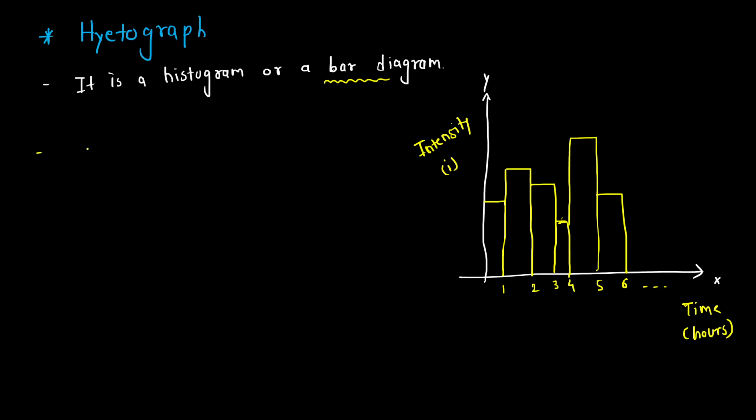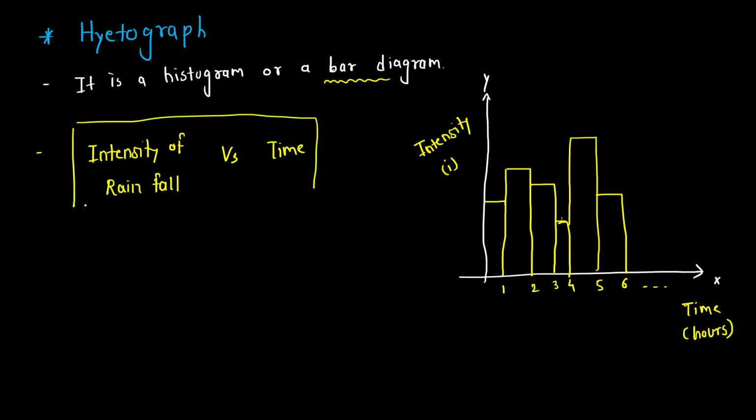That we will write. First write down, this is a plot between intensity of rainfall versus time. Okay, so what is the major difference between hyetograph and mass curve? The mass curve plots accumulated rainfall versus time, and here it is intensity of rainfall versus time. So what is the meaning of intensity of rainfall? Intensity I is equal to precipitation divided by time, or we can say accumulated rainfall divided by time.